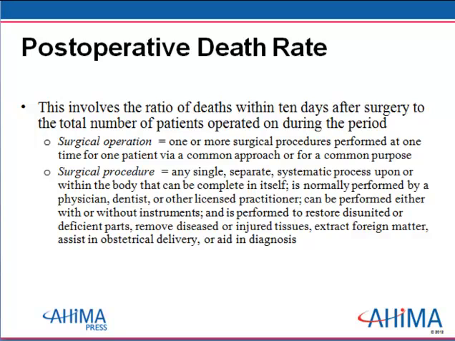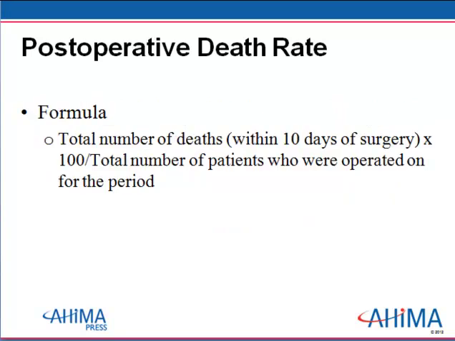A surgical procedure is any single separate process upon or within the body that can be complete in itself. It's normally performed by a physician, dentist, or other licensed practitioner, can be performed with or without instruments, and is performed to restore deficient parts, maybe remove disease or injury, extract a foreign body, assist in a delivery, or to aid in a diagnosis.